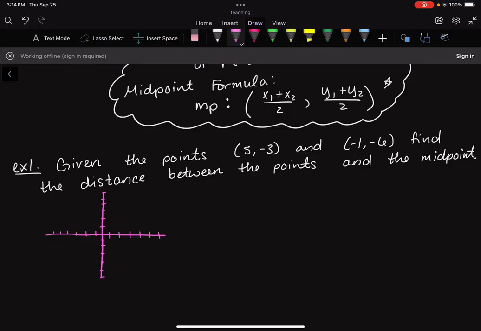So I'll plot my 2 points. So I have 5, -3. It's going to be right here. So this is the point 5, -3. And then -1, -6, that's going to be right here.